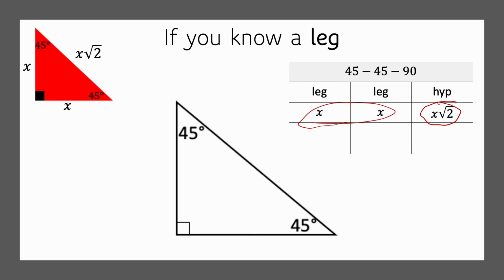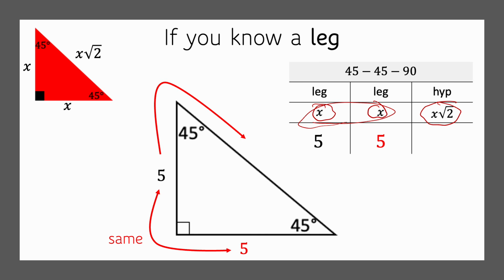So let's say I know that one of the legs in this 45-45-90 triangle is 5. I'm going to write that in my table under one of the legs. And since we know that the legs are congruent, see they're both x's, then I know that the other leg is the same, also 5. I'll add that to my table. Then I know that the hypotenuse is the leg 5 times root 2. So I'll multiply 5 by root 2, and there I have my hypotenuse. So with only one leg of the triangle, I could actually find the length of the other two. Let's try another one.